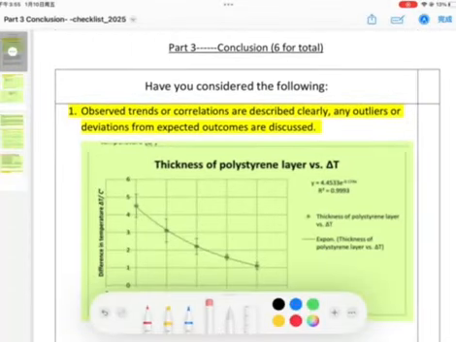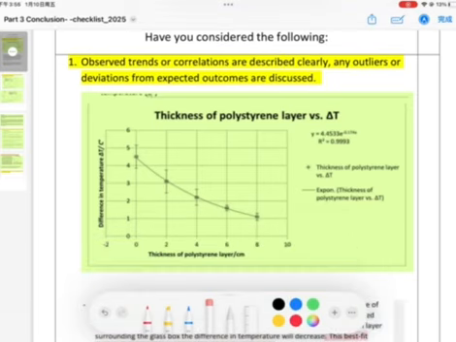Today we will continue with part 3, conclusion. So in the conclusion, you were not asked to write the conclusion. You were asked to analyze the conclusion.